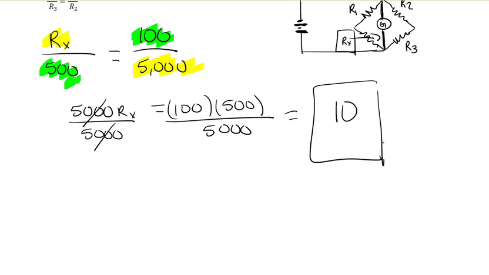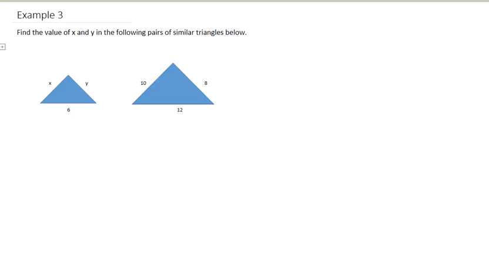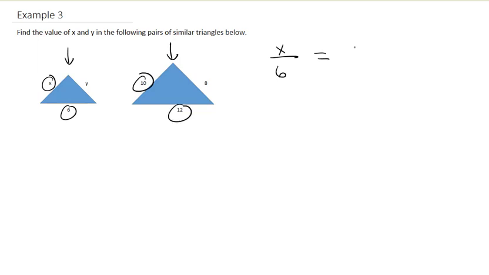Now let's do another example. Example 3. Find the value of x and y in the following pairs of similar triangles below. So to solve for two triangles where one is known and the other one is not known, what we can do is set up a proportion. What's important is we keep x over 6. So let's solve for x here, which is equal to 10 over 12. So we keep the same sides on the top and then on the bottom. So we have x over 6 and 10 over 12. Then we would just go ahead and solve like we've been solving.